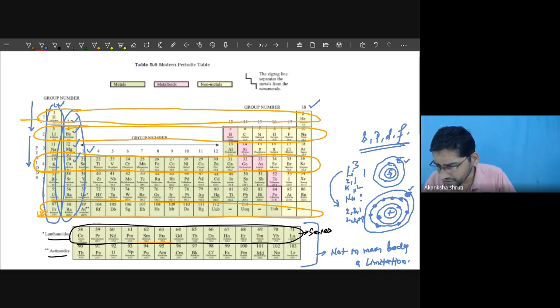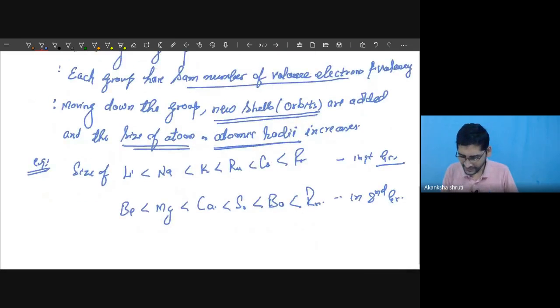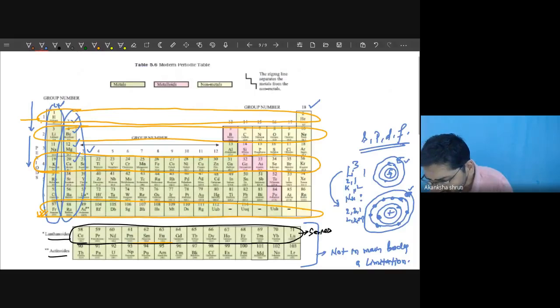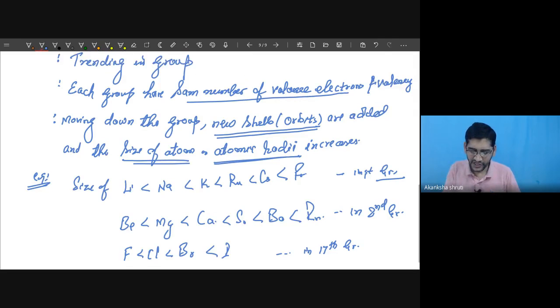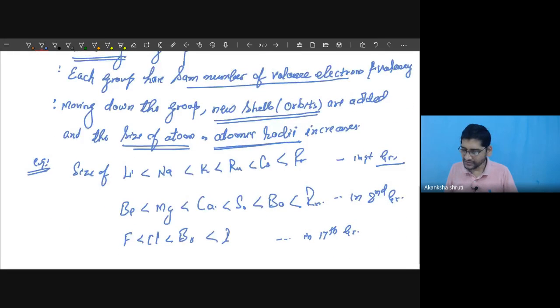Similarly, we may take from the last group also. Fluorine, chlorine, bromine, iodine. Let us write that one also. Fluorine has the smallest size, then chlorine, bromine, iodine, and the last one is astatine. Only keep this much, up to iodine. This is enough for you. This is in the 17th group. The trend we are discussing holds good for this size, so atomic radii or size increases.